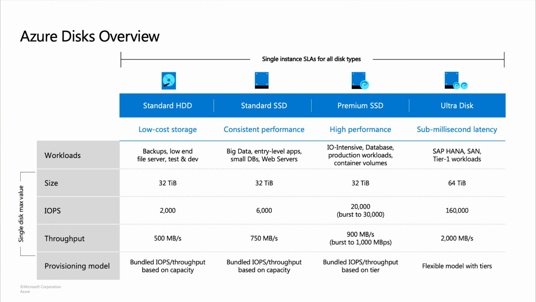As you go from left to right, the performance of these different types increases, and the latency reduces. For example, Ultra Disk provides sub-millisecond latency for very performance-sensitive workloads such as SAP HANA. And our Standard SSD offering is recommended for dev test workloads, wherein you don't need a lot of performance. As you go from left to right, the price also increases. Now, with that, let's talk about our new offering.